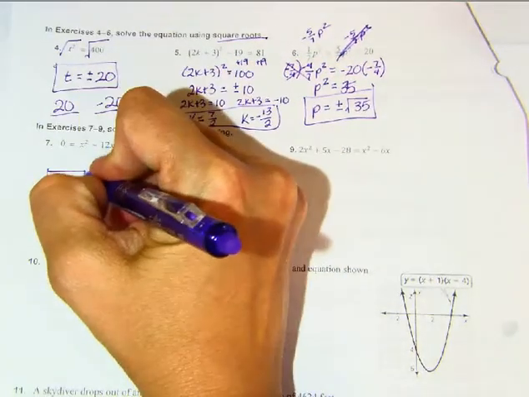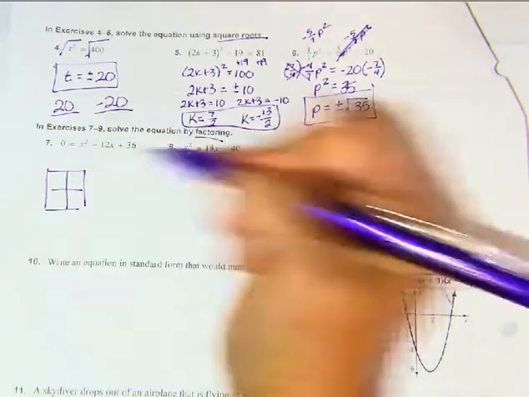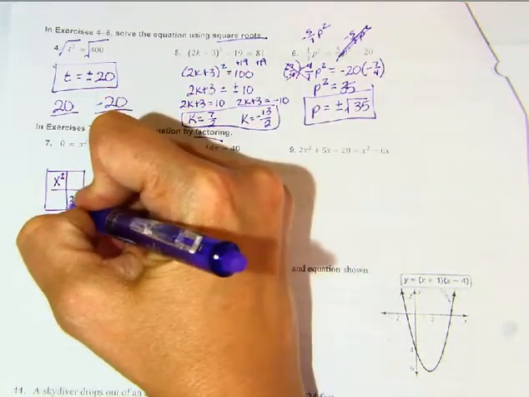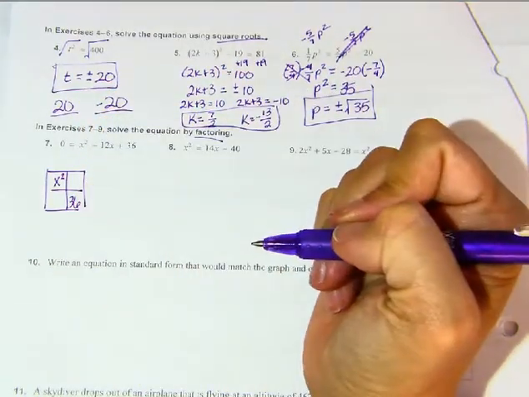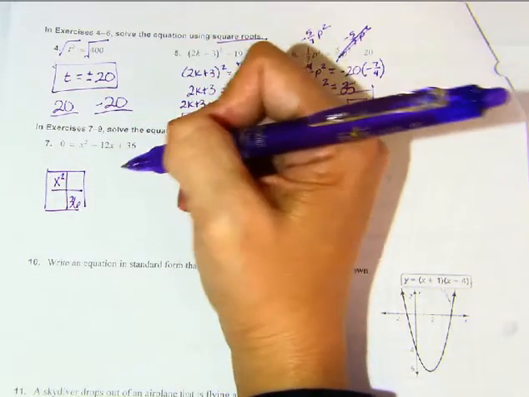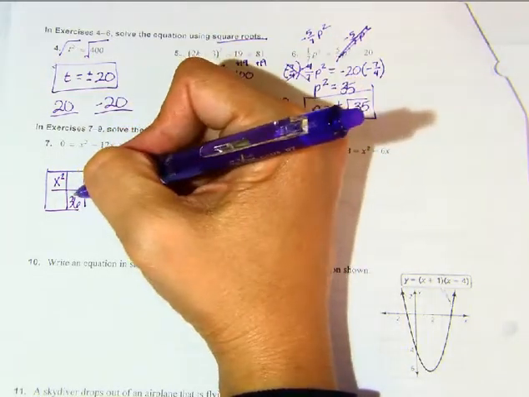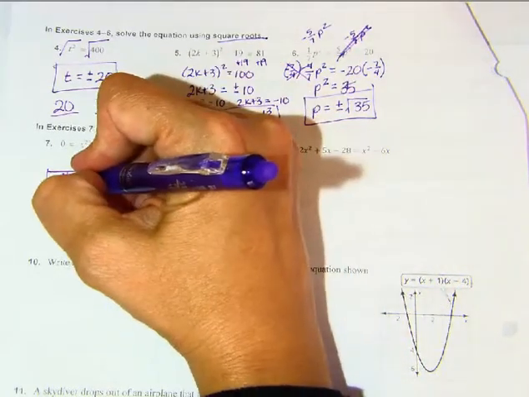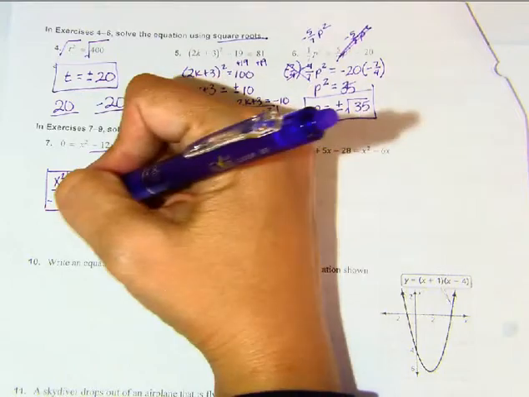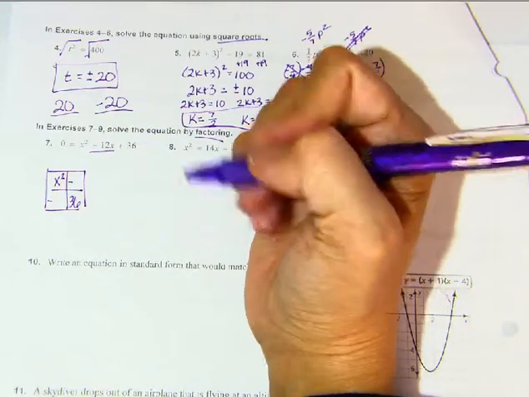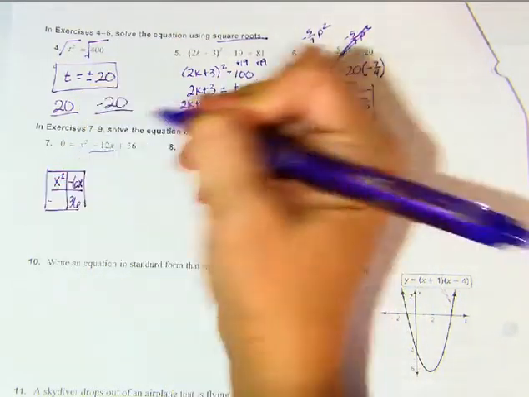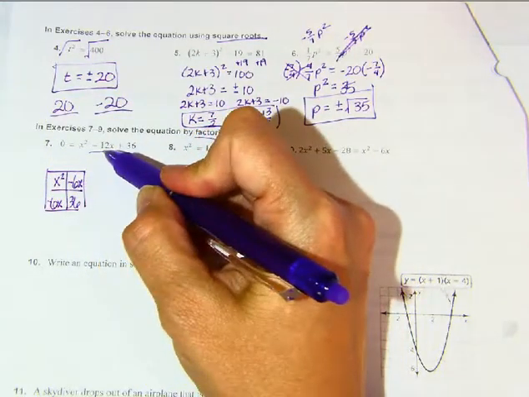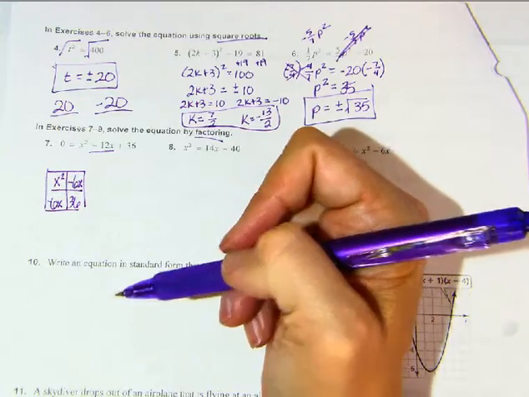So I'm going to have you draw your factor box. You put in the first term. We put in the last term. We multiply them together, and we get 36x squared. So I need two things that multiply to that, but add to negative 12. So they add to a negative. So I know it's a negative times negative to get me the positive, and add. And so I got 6x and 6x. 6 times 6 multiplies to 36, and they add to negative 12.